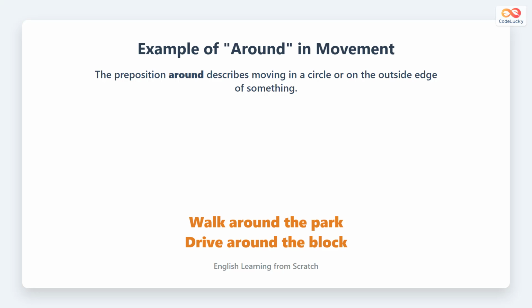Around describes moving in a circle or on the outside edge of something. Walk around the park means going all the way around the park. Drive around the block means making a complete circle around the city block. The movement stays on the outside, never cutting through the middle.